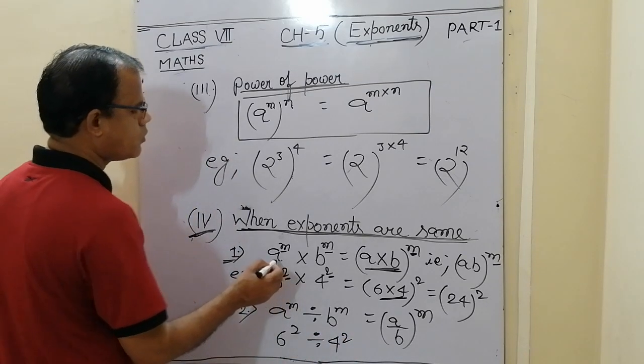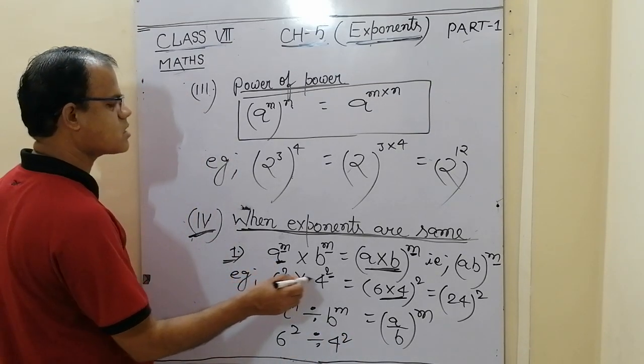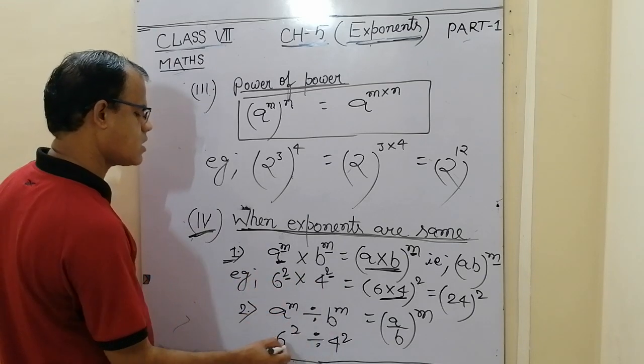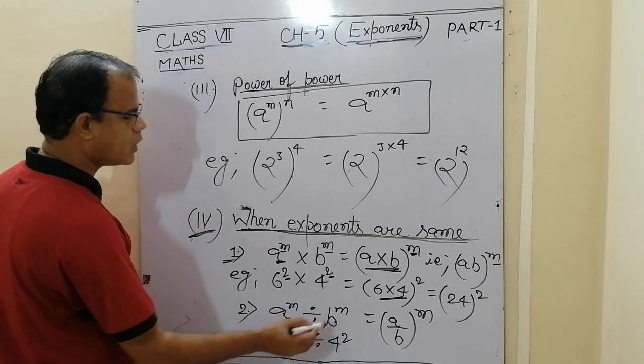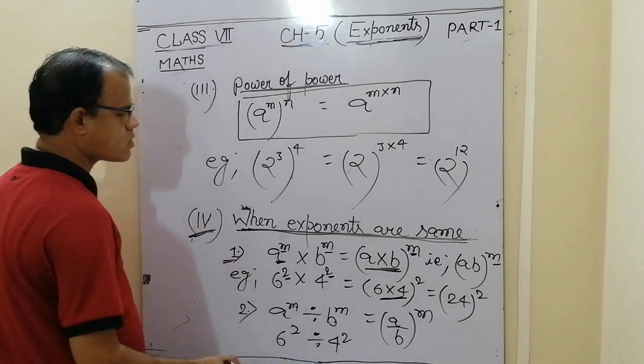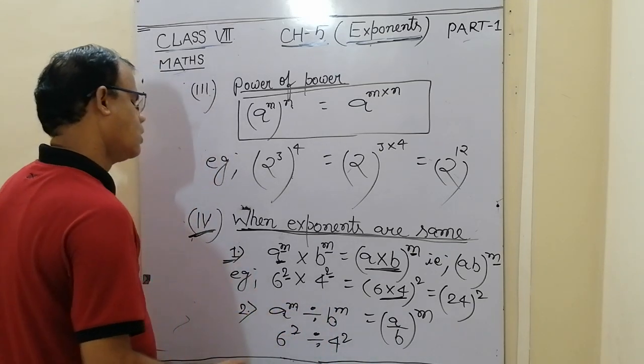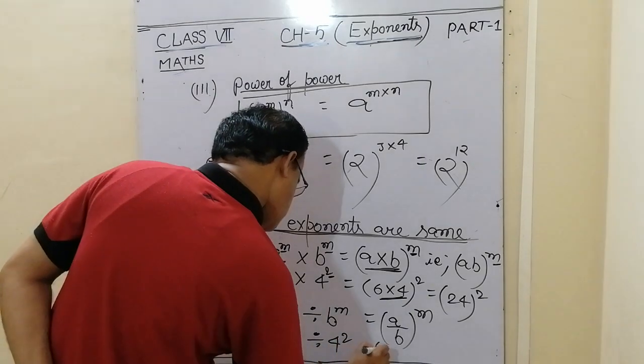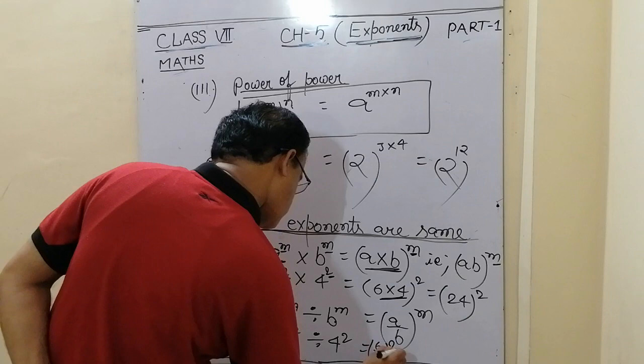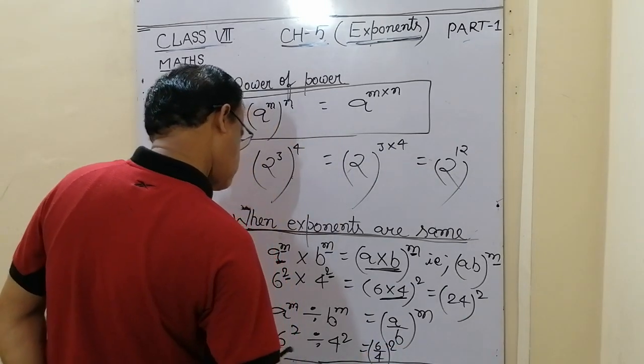Same question. Here we have taken base 6 and 4. Here also base 6 and 4, in place of a and b, and m is the exponent power, so we have taken the same power 2 here. So for this we have written it like that, (6/4) whole squared.